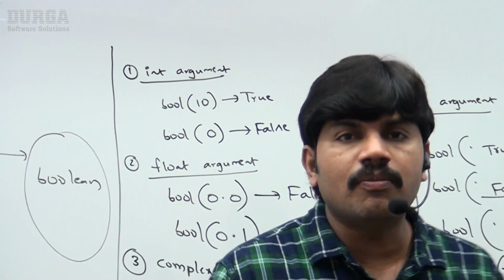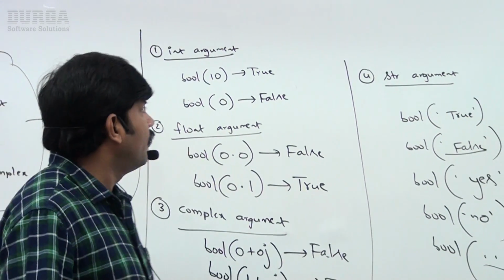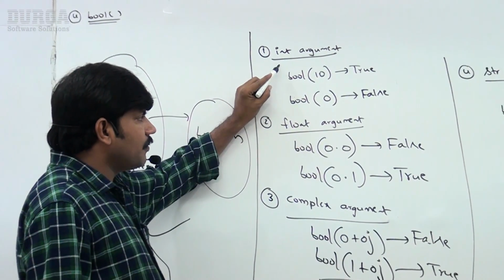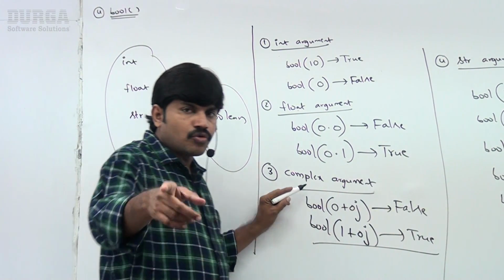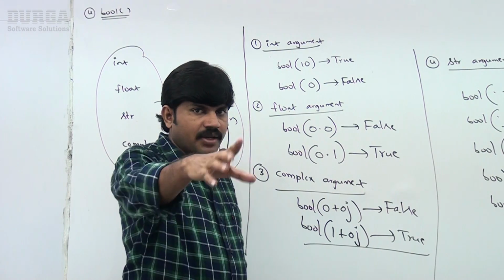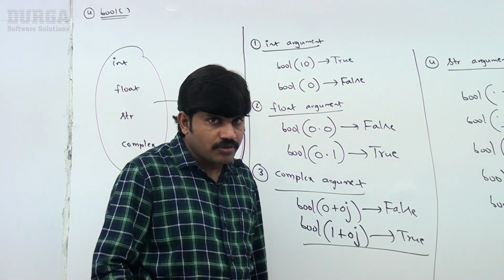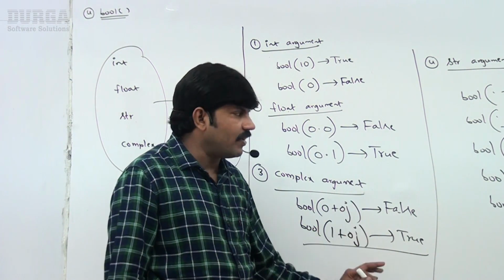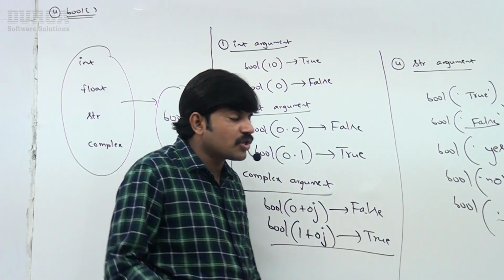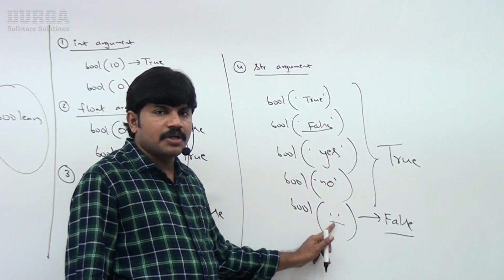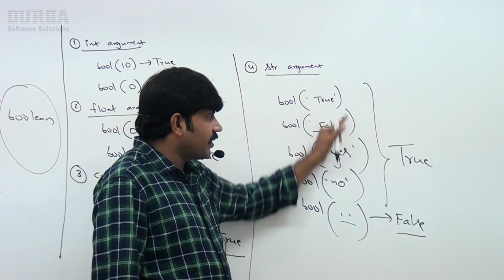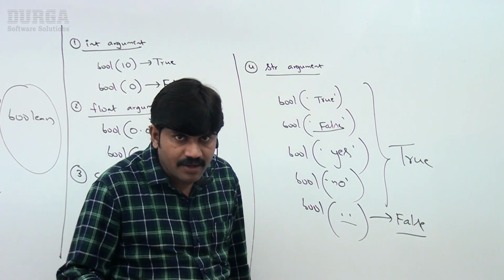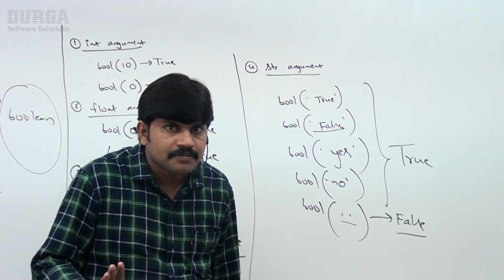So, how is the bool function going to behave? Very simple, sir. If it is an int argument, float argument, or complex number argument, if the total value is 0, it is treated as false. If it is not 0, it is treated as true, sir. Next, in the case of a string argument, if the string argument is an empty string, then it is false. Otherwise, it is treated as true, sir. Clear, right? How to use the bool function?